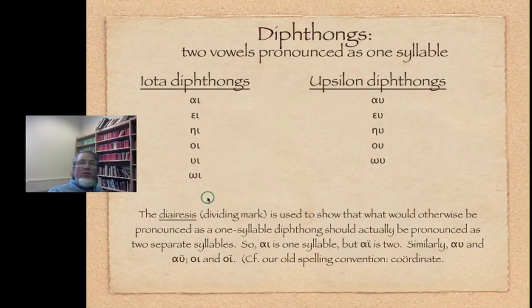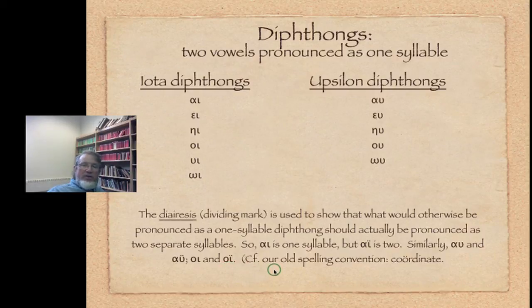Occasionally, on what would otherwise be a Greek diphthong, you'll find a diaeresis, a dividing mark, which is a double dot. You'll find it located over the second vowel of what would otherwise be a diphthong. And what that diaeresis means is, don't pronounce this as one syllable, a diphthong. Instead, pronounce it as two separate syllables, two separate vowels. So, if you come across this, alpha iota, without a diaeresis, it's pronounced I. If you come across it this way, with a diaeresis, it's pronounced ah-ee, two syllables. Similarly, ow, but ah-oo. Oi, but o-ee.